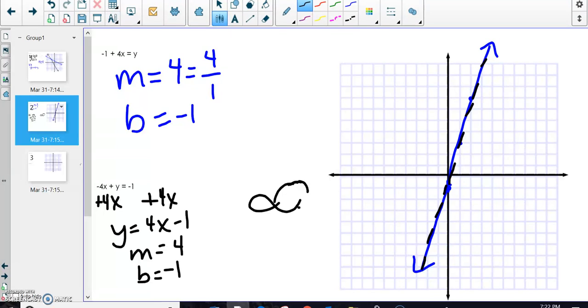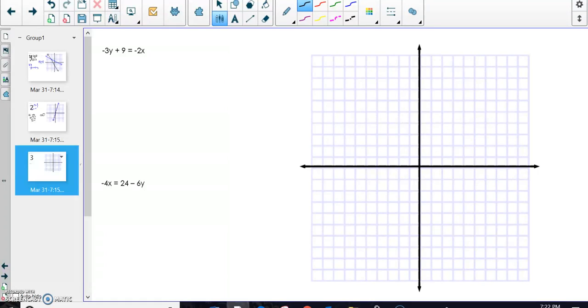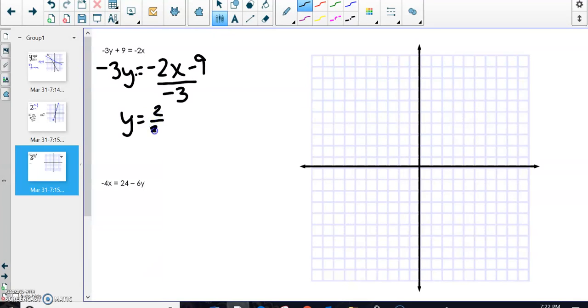Okay? And our last example here, let's go ahead and solve the first one for y. So I need to move the 9 to the right side, so I would subtract, so negative 3y equals negative 2x minus 9. I'm going to divide both sides by negative 3. So y is going to be a positive 2/3 x, because 2 negatives, and then a positive 3.